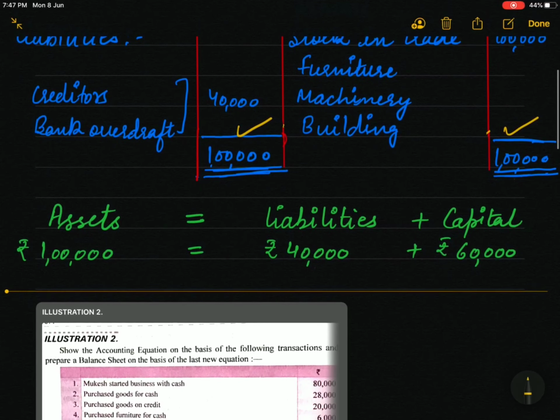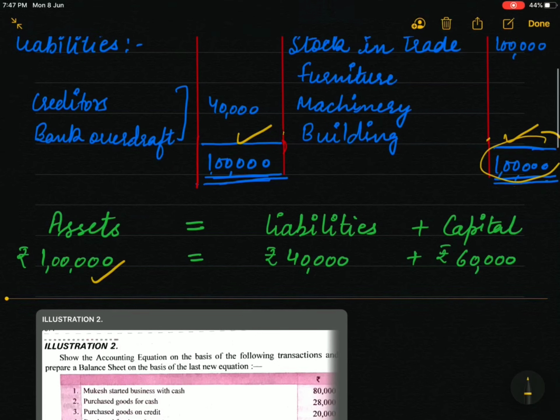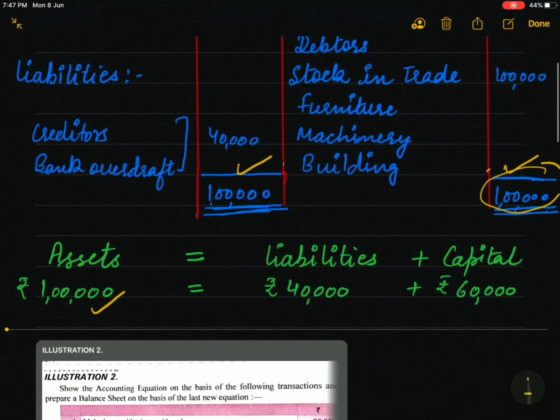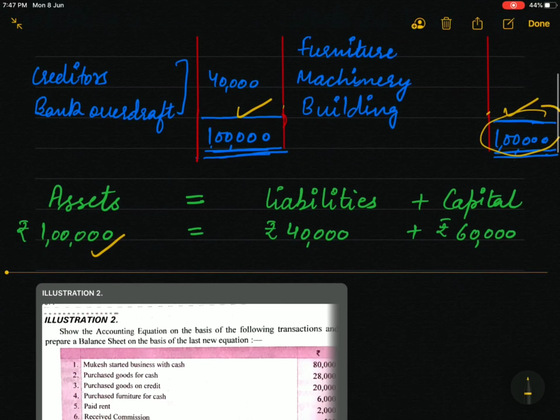Now come to the accounting equation. This is also known as the accounting equation: the asset is equal to liabilities plus capital. Here the amount of the asset side is 1 lakh, the liability amount is 40 and the capital amount is 60. The total is 1 lakh and here the total is also 1 lakh, which means asset is always equal to the liabilities plus capital, 1 lakh and 1 lakh.